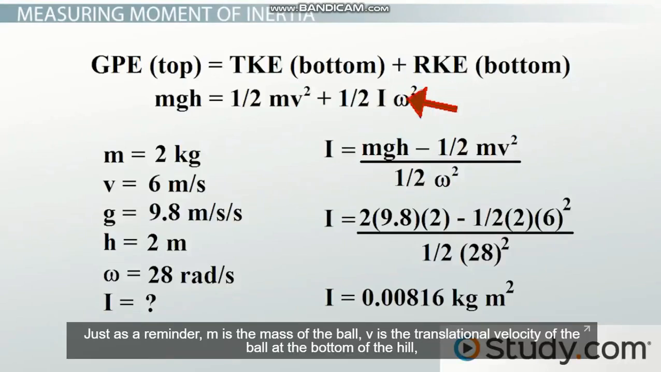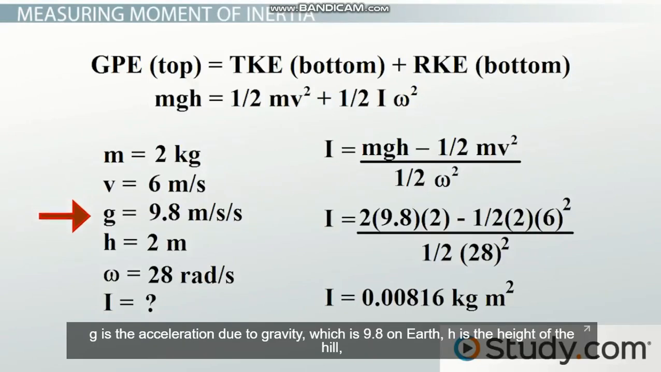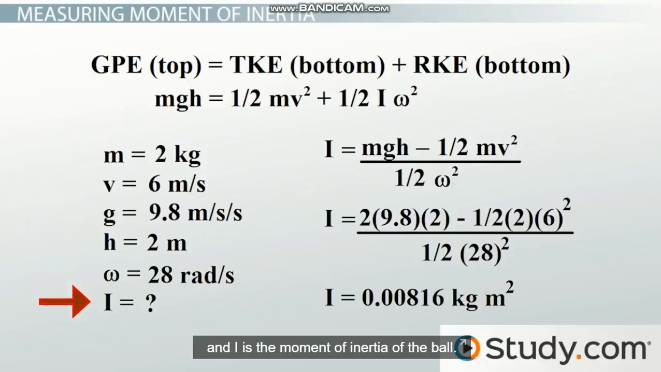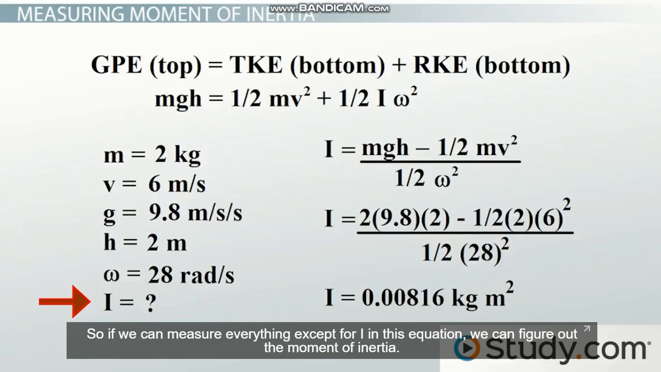Just as a reminder, m is the mass of the ball, v is the translational velocity of the ball at the bottom of the hill, g is the acceleration due to gravity, which is 9.8 on Earth, h is the height of the hill, and I is the moment of inertia of the ball. So if we can measure everything except for I in this equation, we can figure out the moment of inertia.